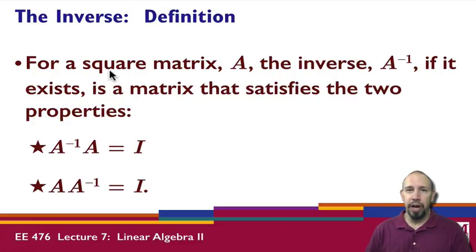Okay, for a square matrix A, notice something about the matrix. First of all, it needs to be square. The inverse, if it exists, is a matrix that satisfies these two properties. That is, when I multiply A times the matrix we call the inverse, we get the identity. If we multiply it from the other direction, we also get the identity. So the inverse is a matrix that is defined by these two properties.